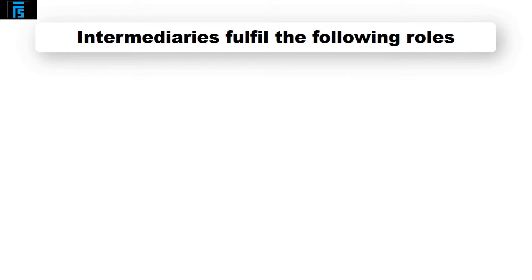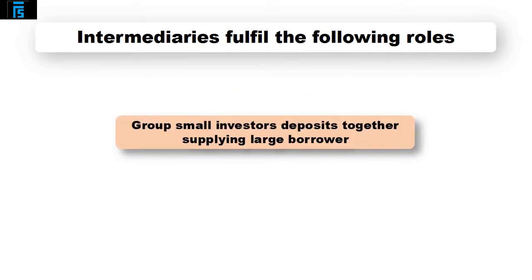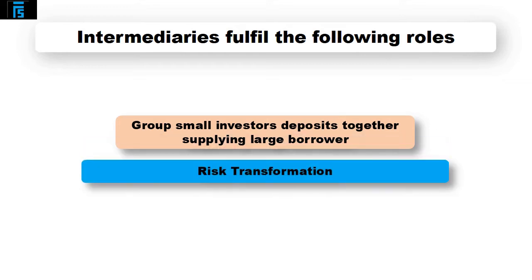These intermediaries fulfill the following roles. They aggregate small investors' deposits together to supply a large borrower. So, for example, a pension fund may be made up of lots of investors who have each put in, for example, $1,000 invested. But the total value of all these investors could be $1 million. This $1 million can be invested into one big borrower. Individually, these investors would not have been able to invest in such a big project.